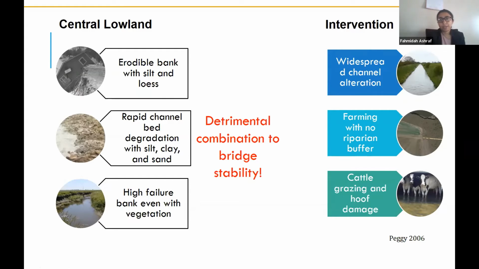One of the reasons we have such a detrimental condition is because we have very high human disturbance in this region. We have widespread channel alteration. We have farming with no riparian buffer, cattle grazing and hoof damage. So not only do we have very highly erodible soil, we also have high human disturbance in this region. So this is very detrimental from the point of view that the channels will be highly unstable, and also we're going to lose hydraulic stability for any hydraulic structures.